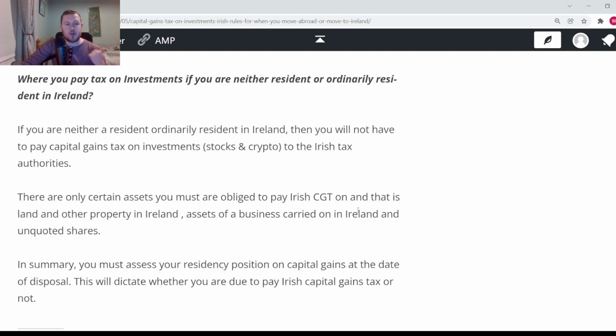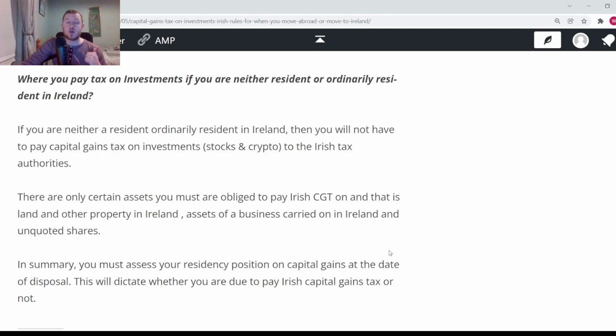Now the next situation is where you pay tax on investments if you are neither resident nor ordinarily resident in Ireland. So if you are neither resident nor ordinarily resident in Ireland, you will not have to pay Irish capital gains tax on your investments. However, there are certain situations where you would have to pay CGT, but these do not relate to stocks and crypto. You would be obliged to pay Irish CGT on land and property in Ireland. Also on unquoted shares, so these would be like shares in private companies.